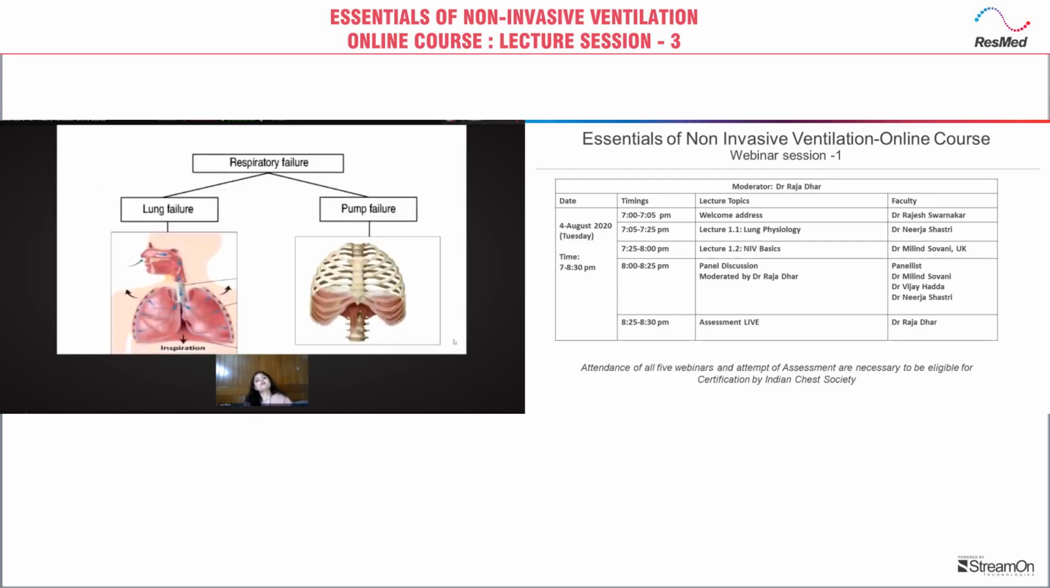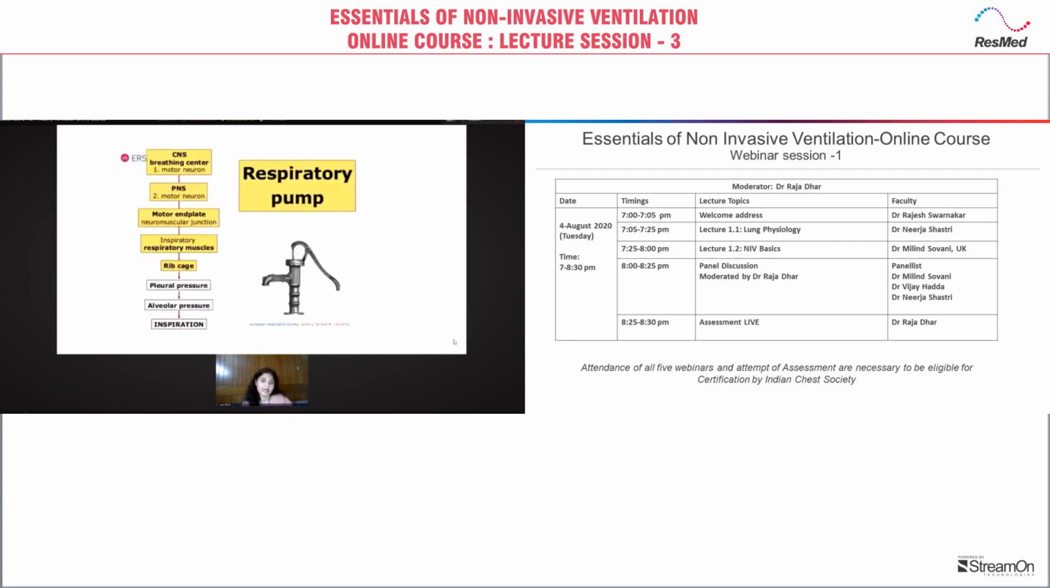So respiratory failure, we all know, we can divide into one because of lung failure and another type of respiratory failure, which is because of pump failure. Anything outside the lungs would amount to pump failure, and it could be anything starting from the higher centers to the thoracic cage, to the muscle, to neuromuscular failure, spinal nerves. Anything which is outside the lung causes pump failure.